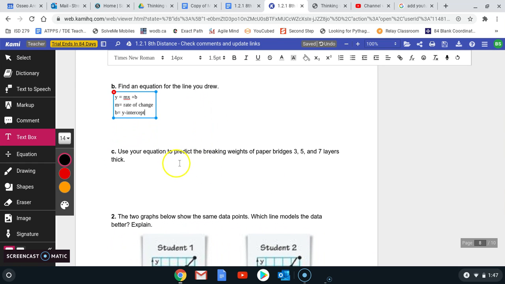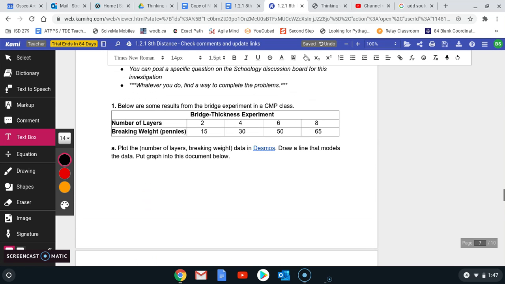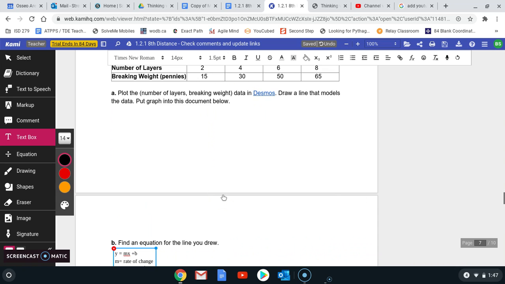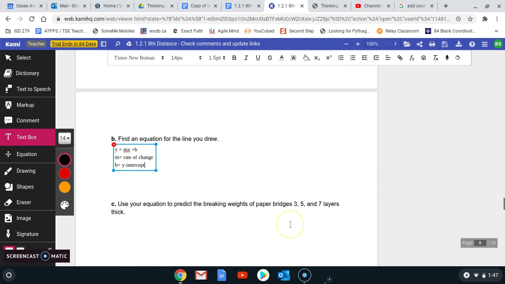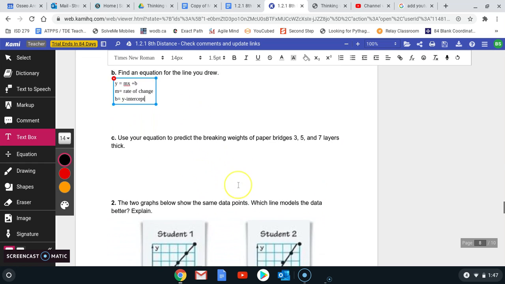Then use your equation to predict the breaking weights of paper bridges 3, 5, and 7 layers thick. Like we set up here, it was 2, 4, 6, 8. Now you're going to use that equation that you just found here and put in 3, 5, and 7 into x and see what you get for those.